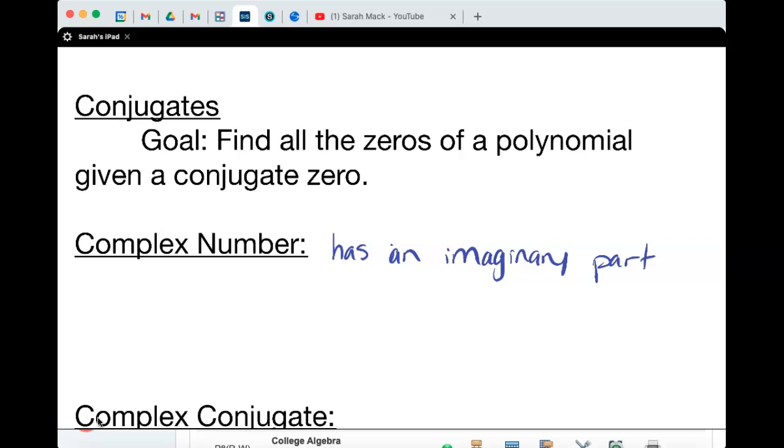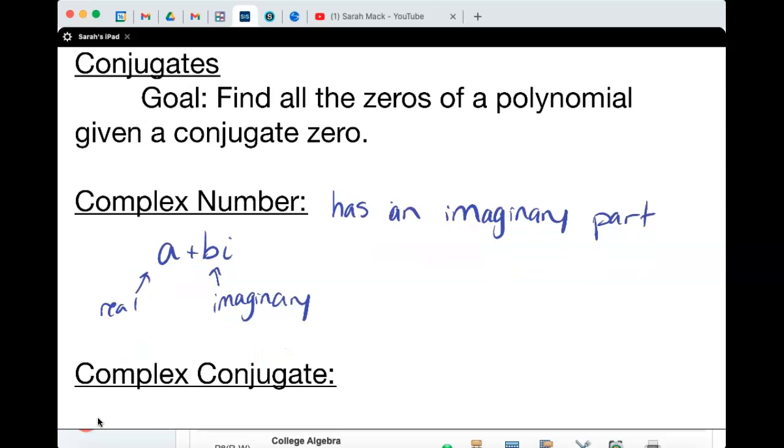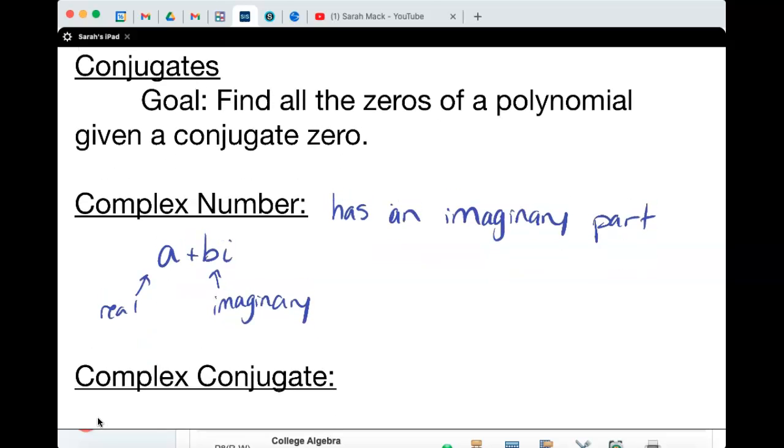So basically I can write complex numbers as a plus bi. This is standard form. So a is the real part, bi is the imaginary part. We worked with imaginary numbers before. Hopefully, anyways. Imaginary numbers come from what? So the square root of -1 is what i represents.